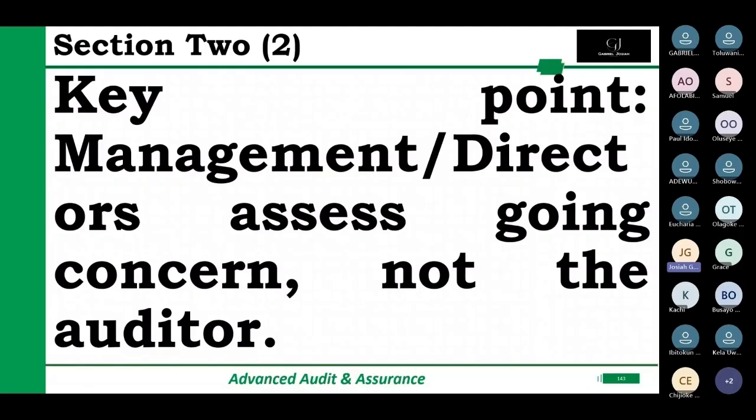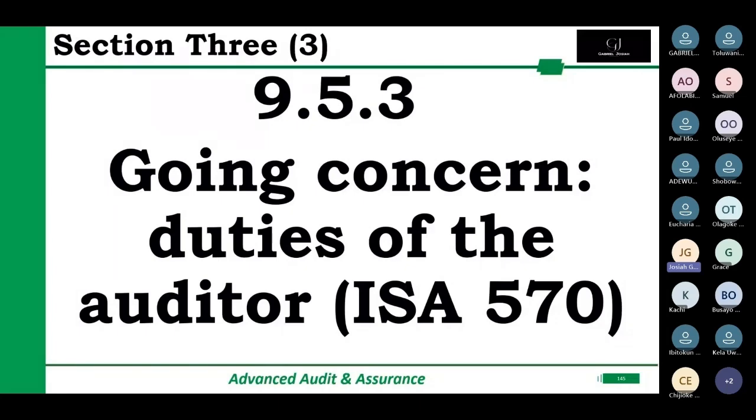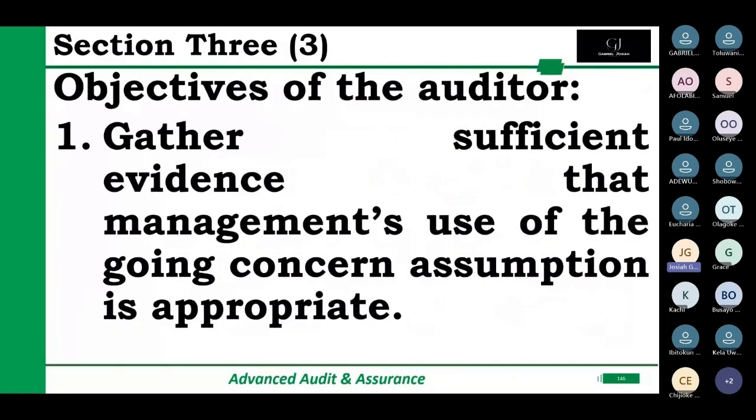Because the key point here is that management and directors assess going concern. That's their primary responsibility, not the auditor. The auditor can only review going concern, but management should assess it and report on it. This is very key. And that's the going concern duties of directors. Now let's look at the going concern duties of the auditor as guided by ISA 570.